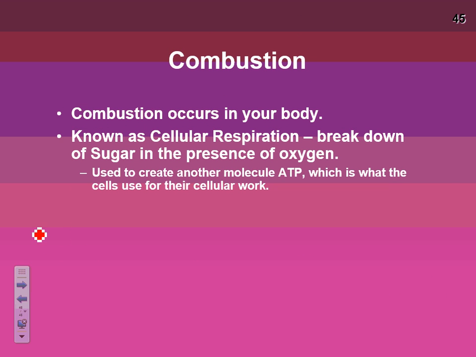Good. So the last thing to talk about, combustion. Combustion occurs in your body. It's known as cellular respiration. It breaks down sugar in the presence of oxygen, used to create another molecule known as ATP, which is what the cells use for their cellular work. This is kind of a main term, adenosine triphosphate. Cellular respiration we'll talk about a little bit more next year, but that's the basic premise.